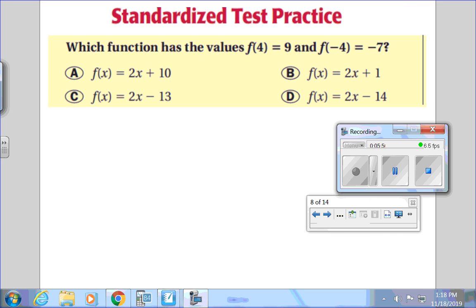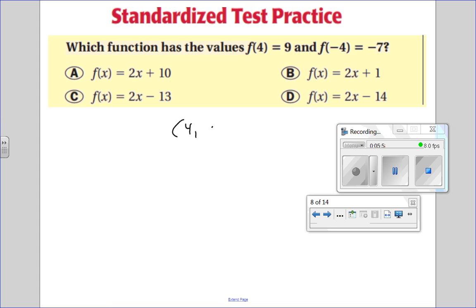So this one is a multiple choice problem, which allows us to do it in a much easier fashion. What I did is I took the f of 4 equals 9, made that a coordinate. Took the f of -4 equals -7, made that a coordinate. And then I just tested these coordinates in these different equations. Let's do divide and conquer.